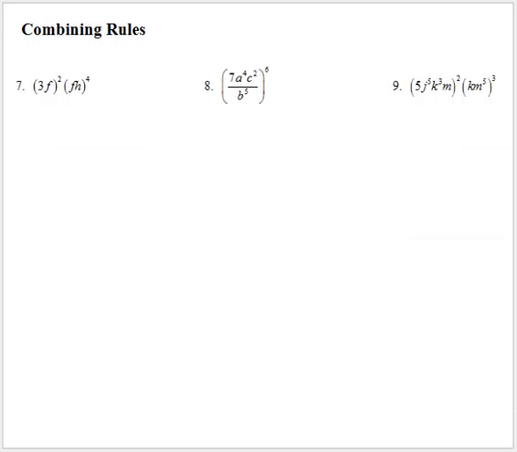Let's take a look at the next one. Let me give you a minute to go over the next set, and when you're done, go ahead and put a check mark next to your name. All right, so here we have 3f to the power of 2, and then we have fh to the power of 4. Now, which rule are we going to use here, Cassandra?